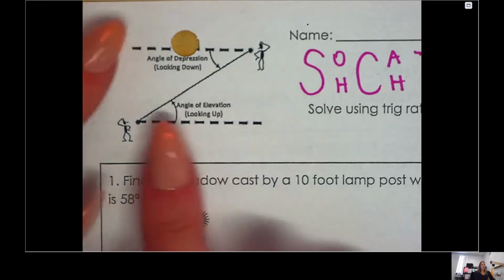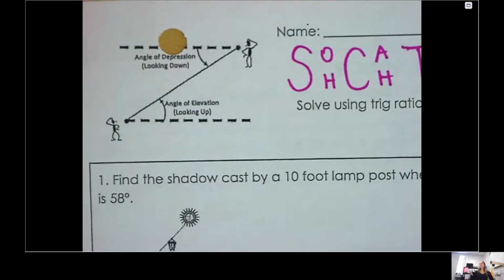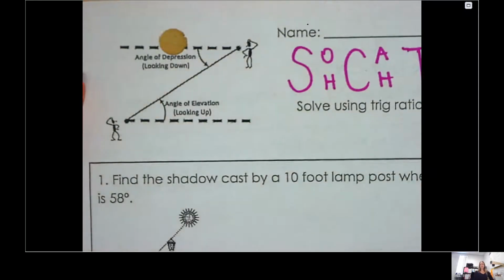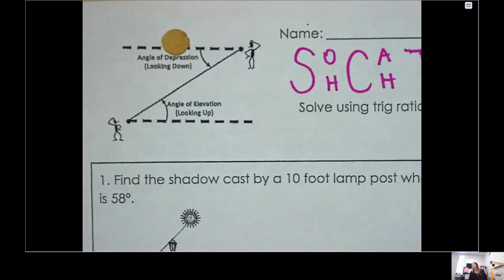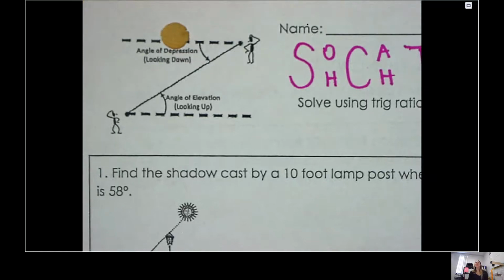What do you notice about these two lines? What kind of lines are these two right here? Parallel. They're parallel lines. What kind of angles are these two right here? They're interior. Yeah, they're alternate interior angles. What do you know about interior angles that are alternate from one another? They're congruent. They're exactly the same.